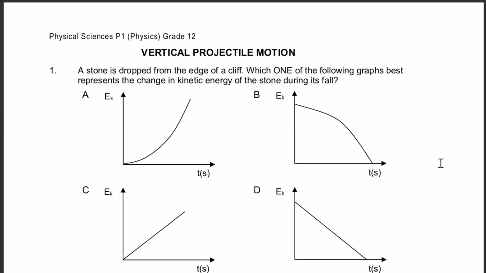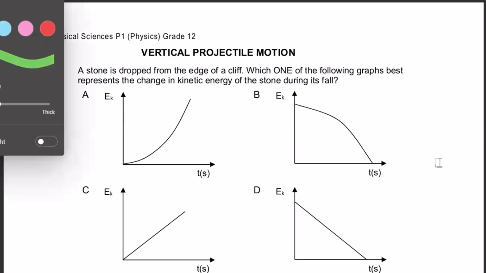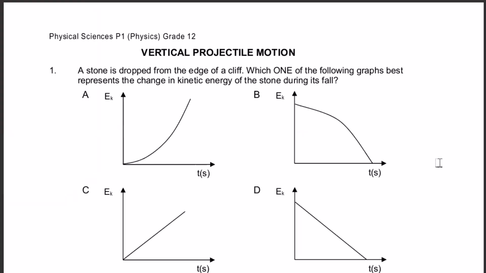Okay, grade 12. Today we're going to look at multiple choice questions based on the topic vertical projectile motion. So the first question reads here: a stone is dropped, right? What information do we get from that? Our Vi is equivalent to 0 meters per second from the edge of a cliff. Then which one of the following graphs best represents the change in kinetic energy of the same stone during its fall? So here, the key takeaway is that the stone is dropped, so it starts from rest.